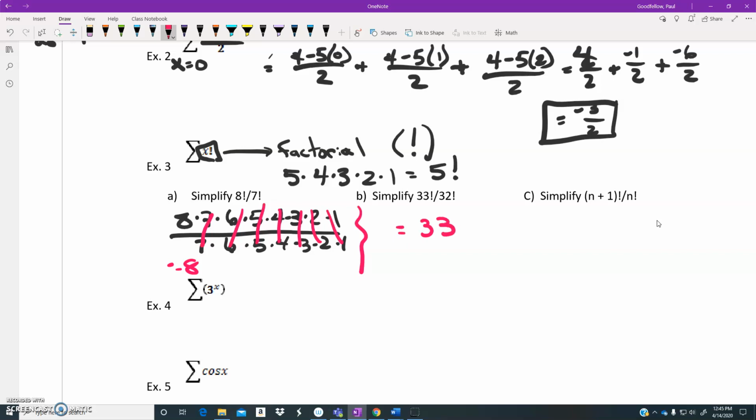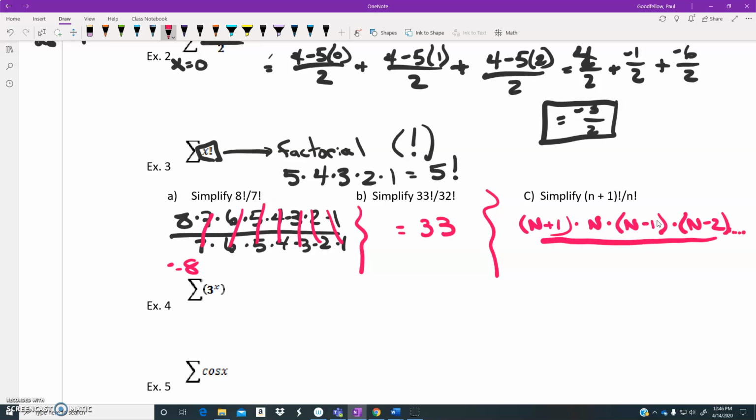Okay. Now, it gets a little bit more complicated when it actually turns out to be letters. Now, n plus 1 factorial would be n plus 1, and then it would be multiplied by 1 less than that, which would be just n. And then 1 less than that, which is n minus 1. And then 1 less than that, which is n minus 2. And I just keep going down the line. It doesn't really tell me where to end.